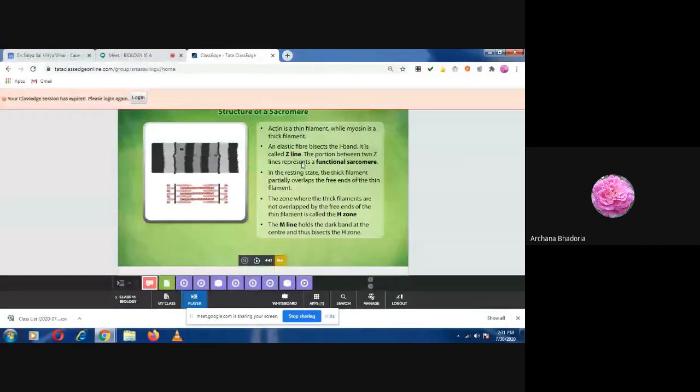So you will find a light band, then dark, then light. Now in the light band, the Z line will be present in the center of it. Between two Z lines, you will find a little light band, then the full dark band, then light band, half part. So the portion between the two Z lines, we call it the functional sarcomere. It is known as the functional sarcomere.